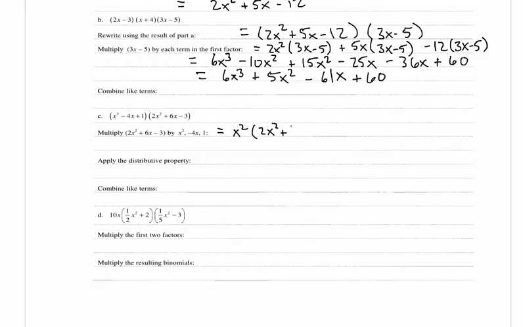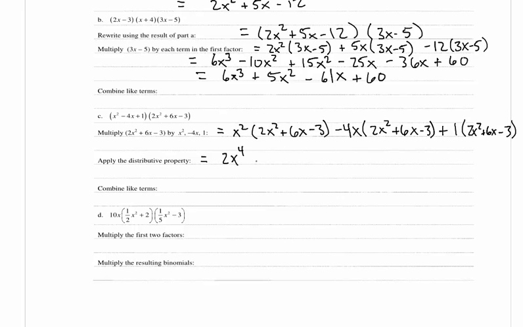So we'll write the whole trinomial. And then we have minus 4x, which is our second term in the first trinomial, times the entire second trinomial. And then our last term is plus 1. And now we're going to use the distributive property. So this is equal to x squared times 2x squared is equal to 2x to the fourth.